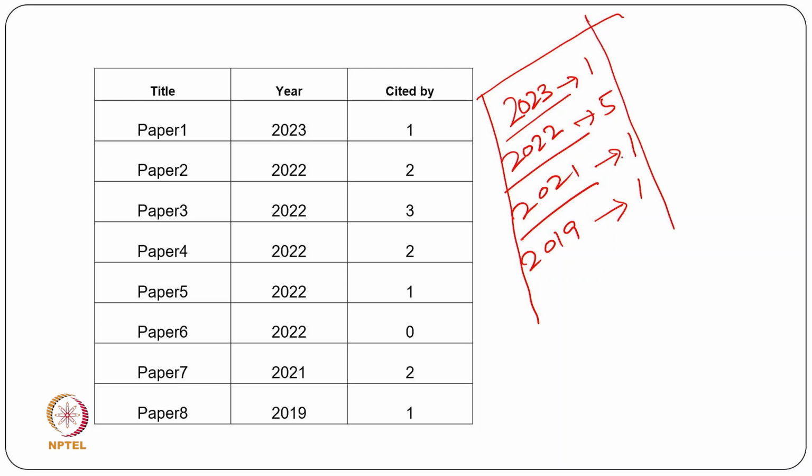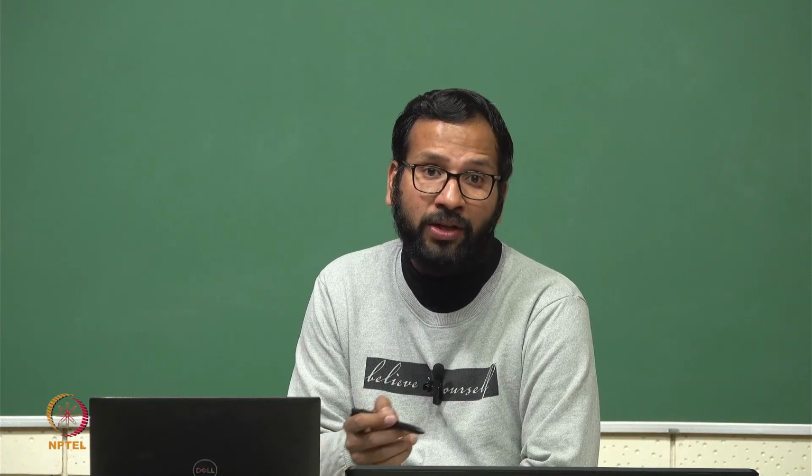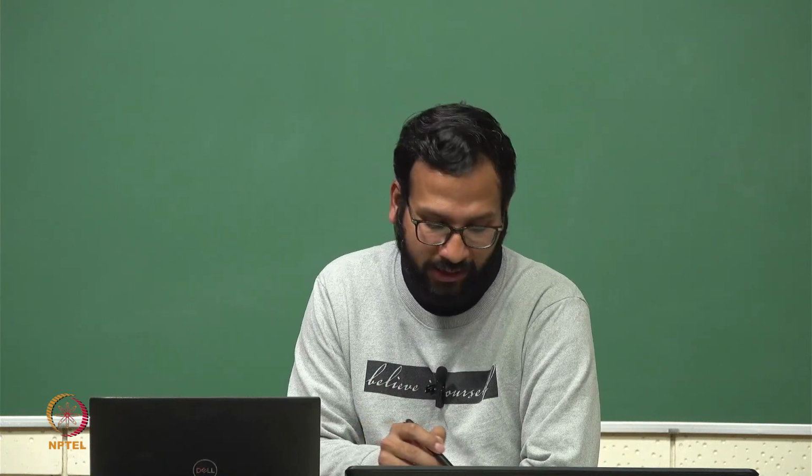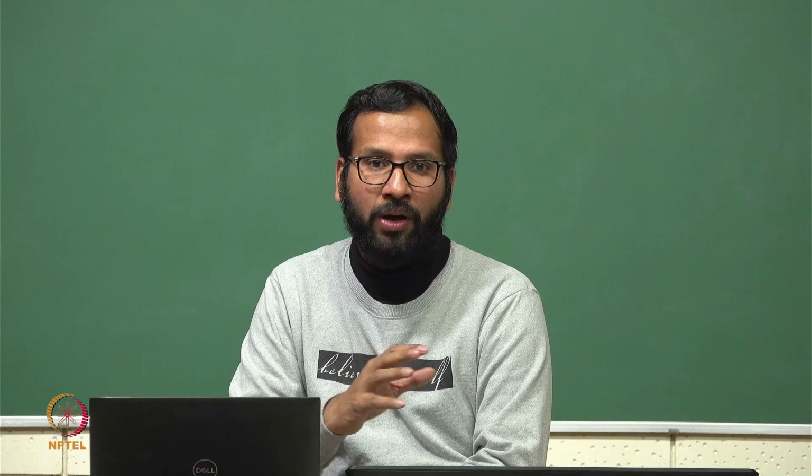Now we can easily infer that for this particular data set, there are 5 documents in the year 2022. So the result shows that in the year 2022 the author or the particular institution has the highest number of publications, that is 5. Okay. Now we will do the same thing in R.